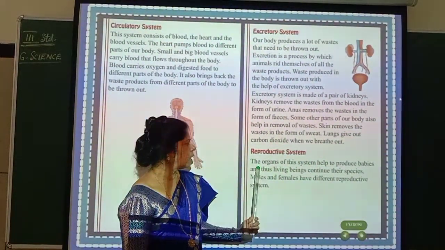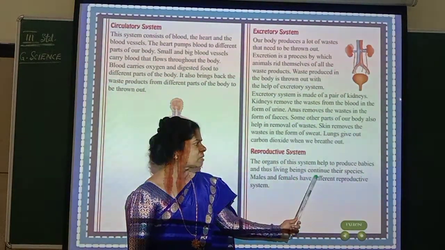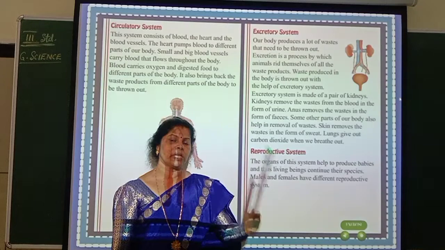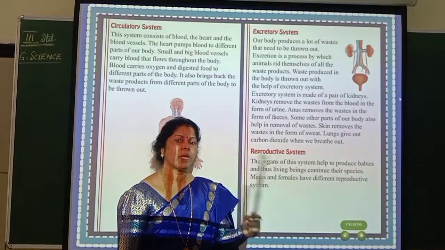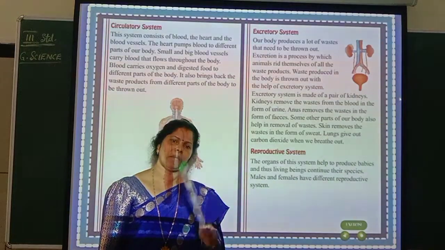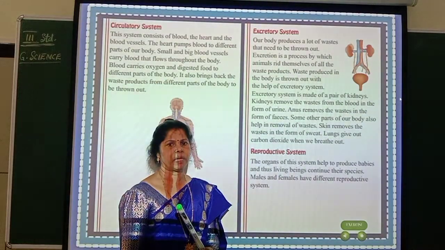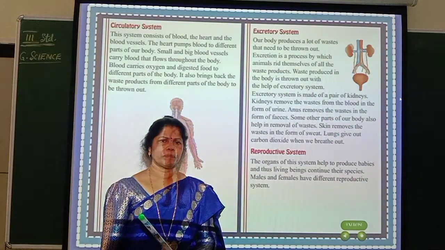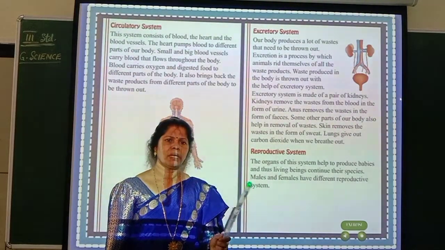reproductive system. So the organs of this system help to produce babies and thus living beings continue their species. So reproductive system, what is reproduction? Producing young ones of the same kind. Producing young ones of the same kind means now a human being has to give birth to a human baby only. Isn't it? A monkey has to give birth to monkey only. Right? Now, a monkey cannot give a birth to human being. Can it? Can an elephant give birth to a cub, lion cub? No, isn't it?